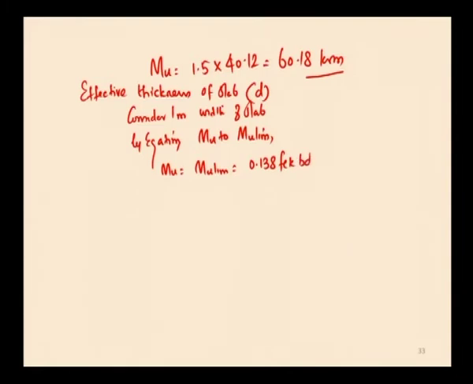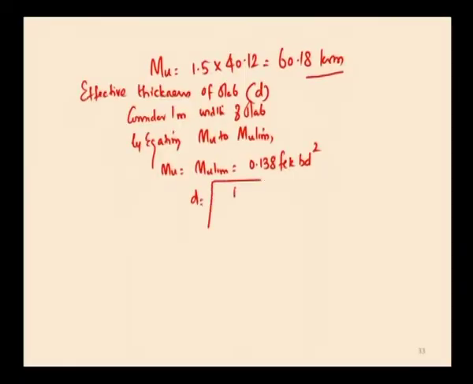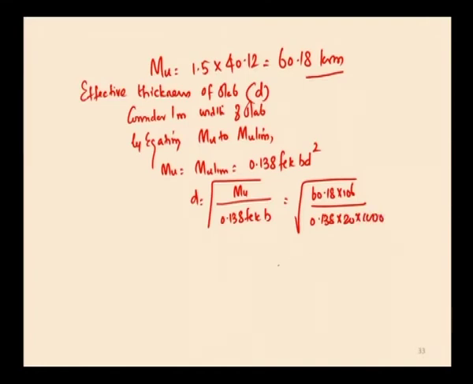We are assuming our section is a balanced section. So, d is equal to square root of Mu divided by 0.138 fck b. So, that is equal to 60.18 into 10 to the power 6 divided by 0.138 into 20 into 1000, that is equal to 147.66 millimeter, which is less than 202 millimeter.